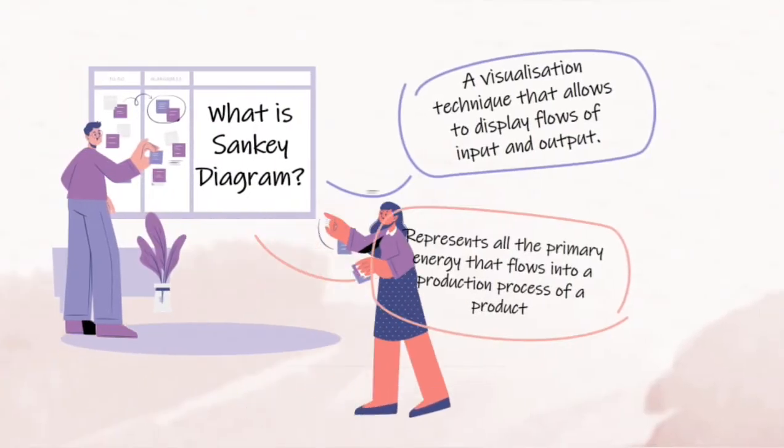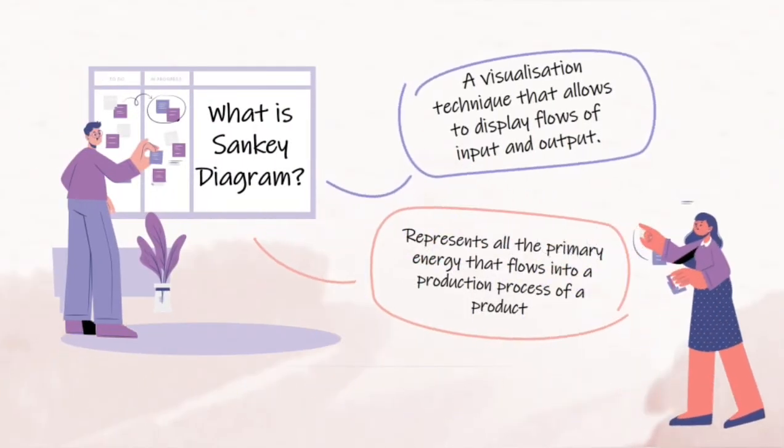Sankey diagram is a visualization technique that allows us to display flows of input and output, and also represents all the primary energy that flows into a production process of a product.